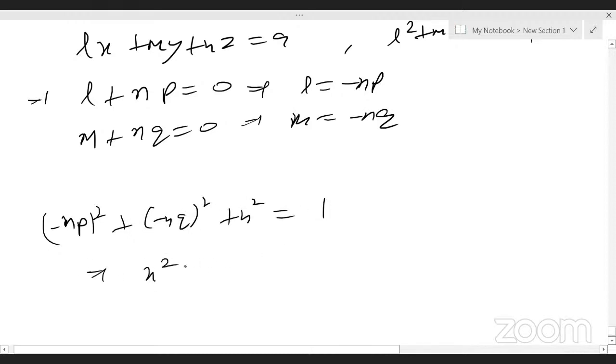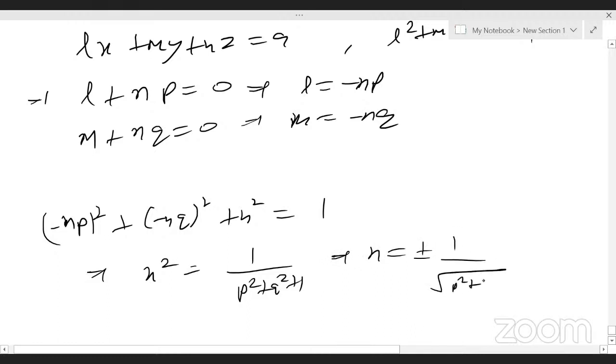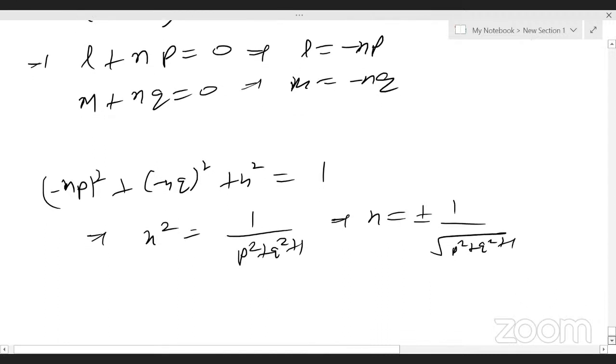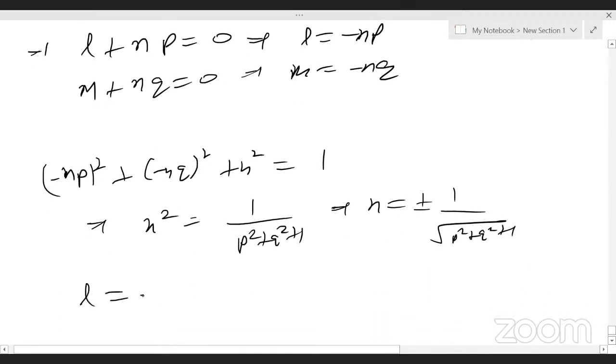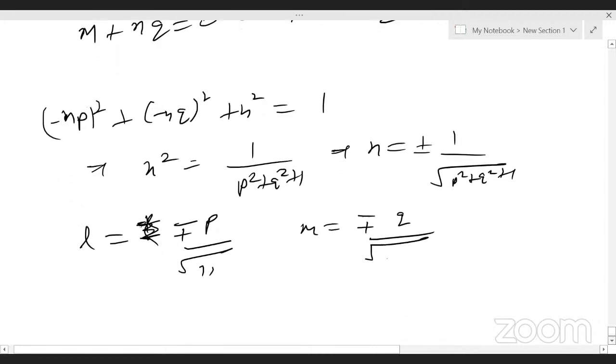From this, you can see that N square is equal to 1 upon P square plus Q square plus 1, right? So from this, N is equal to plus minus 1 by under root P square plus Q square plus 1. Now what was L? L was minus NP. So L will come out to be minus plus P upon under root, same thing, and M will be minus plus Q upon under root, same thing. Now everything is found, all the elements are there.